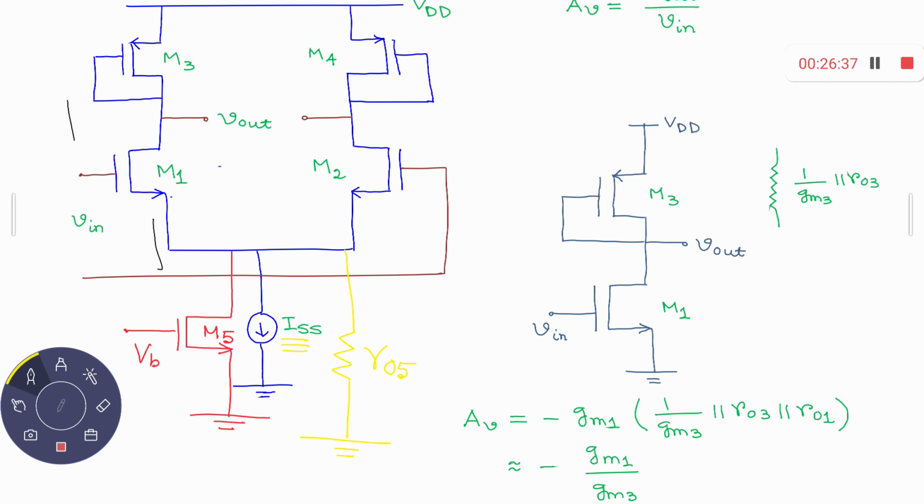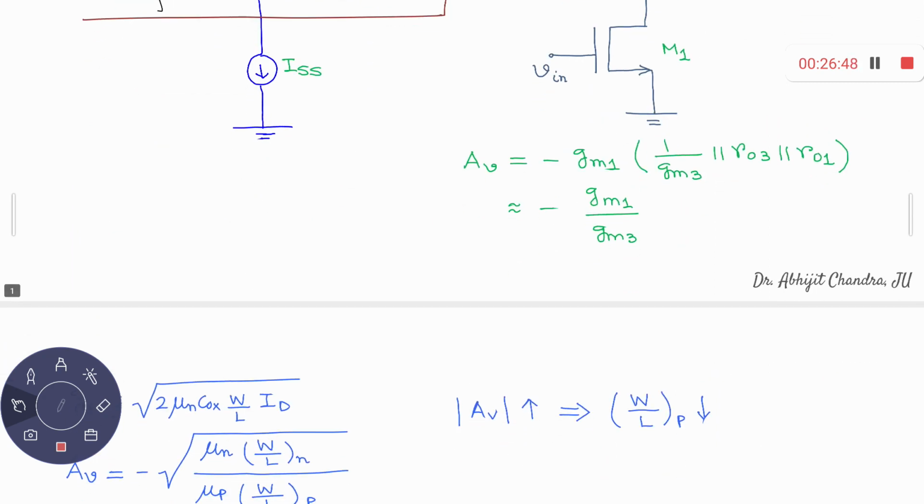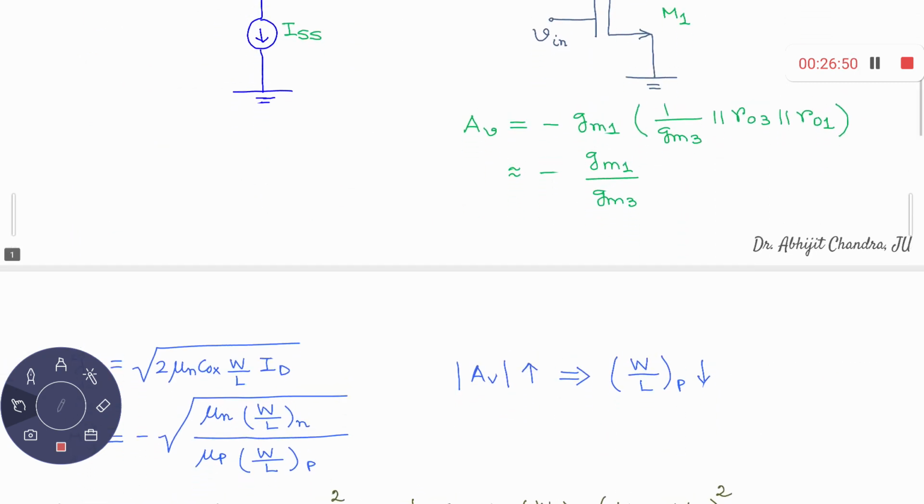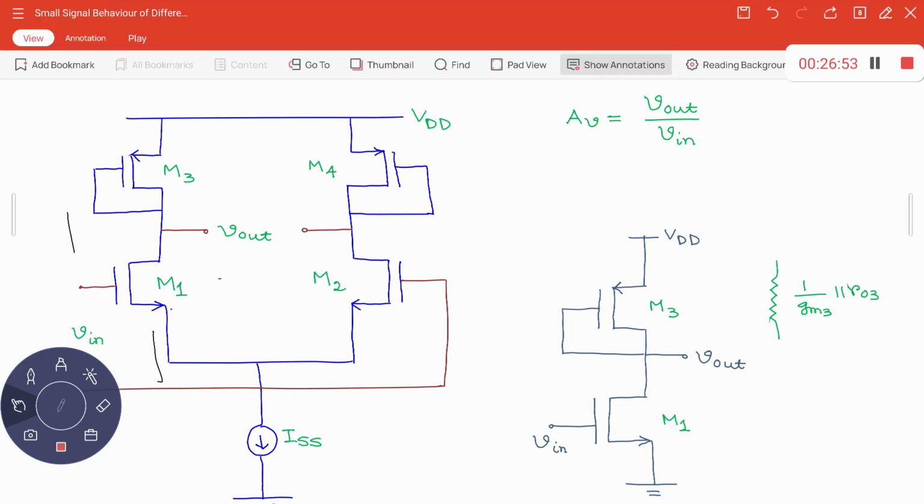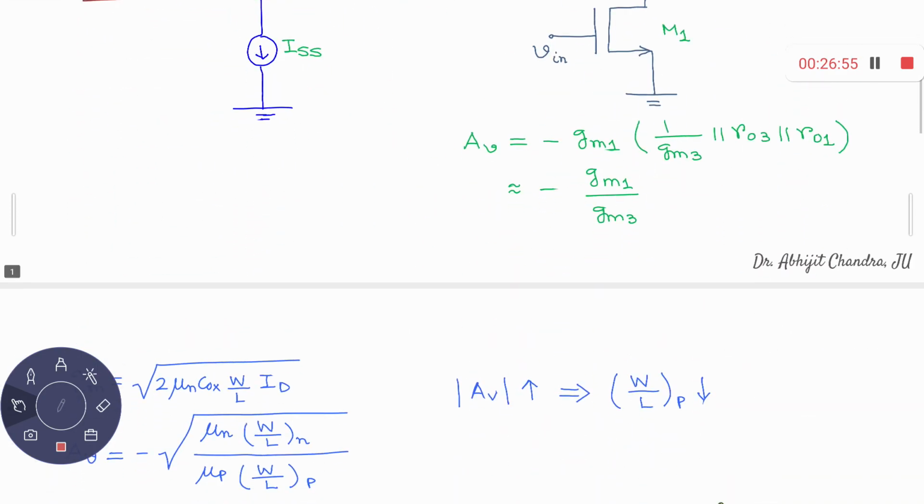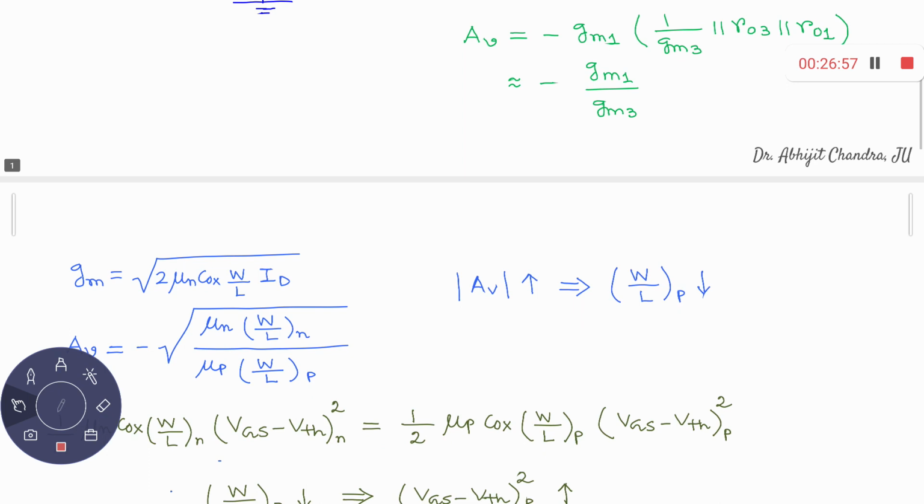So the gain is minus gm1 upon gm3. So the gain is stable. Why stable? Because minus gm1 upon gm3. The same current is flowing through M1 and M3. So what is your gm expression? You know that the gm expression is given by the square root of 2 mu n Cox W over L times ID. If I assume that both of them share the same mu and the same Cox, then obviously the same ID, the same current is flowing through this M1 and M3 combination.